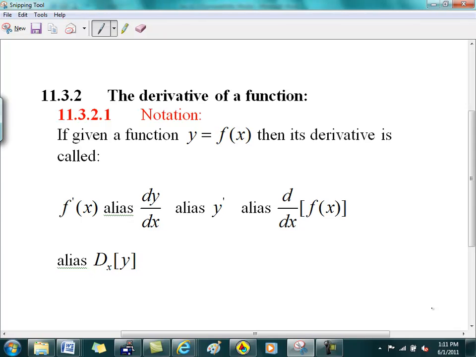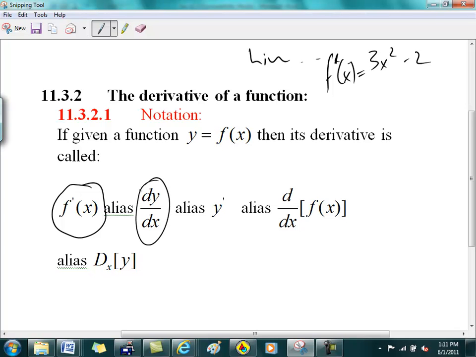So, notation. That stuff that I just did, that limit business, and I got the answer to be 3x squared minus 2. That is called the derivative, and therefore you write it as f prime of x. So one way of calling the derivative is by this name, or by that name, or by that name. All these three, thou shalt see in calculus next year.